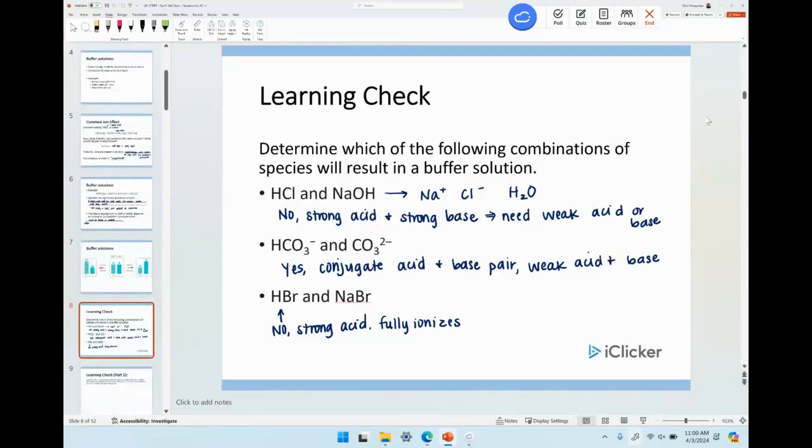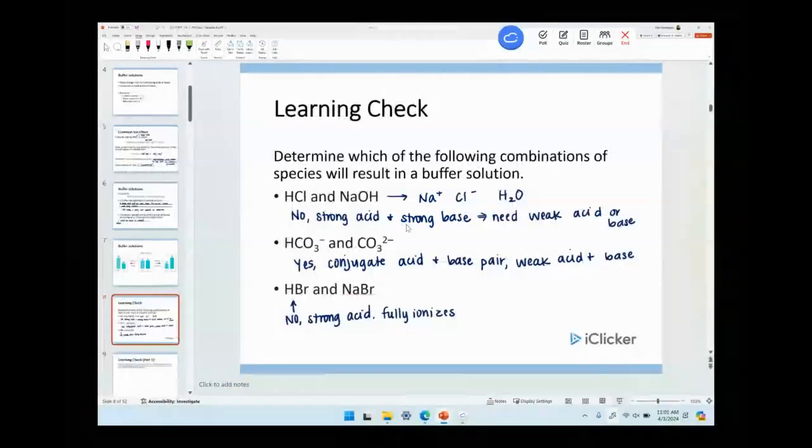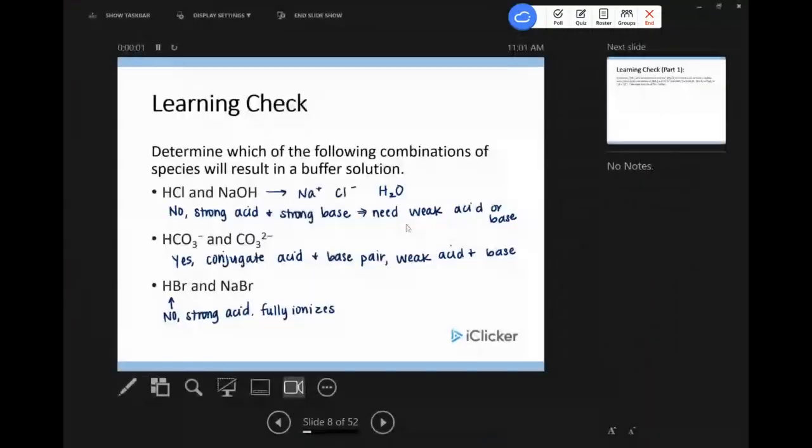So at the end, we did this learning check, and I don't know why this isn't showing. Oh, here we go. We did a learning check where we were looking at what combination of acid and base might make a buffer solution. And I don't know why this isn't working. I'm going to do a restart.